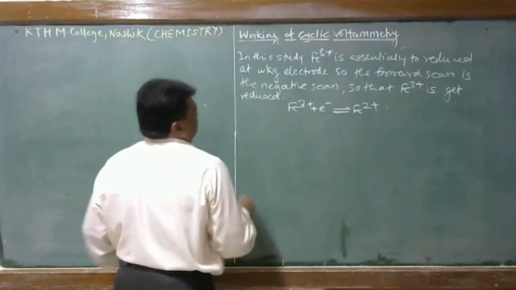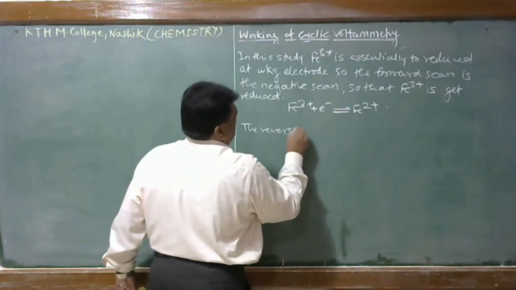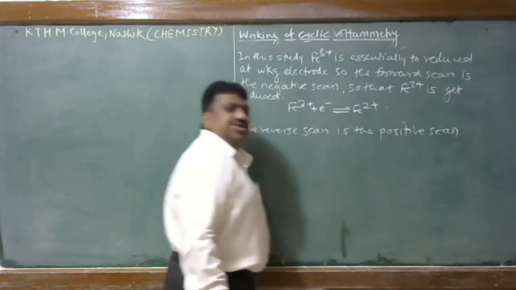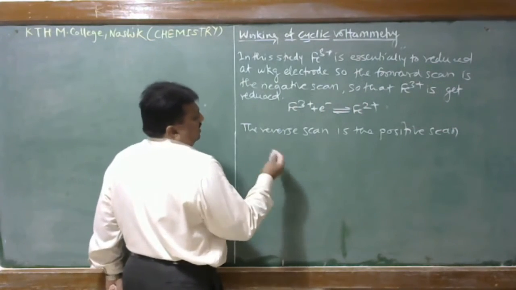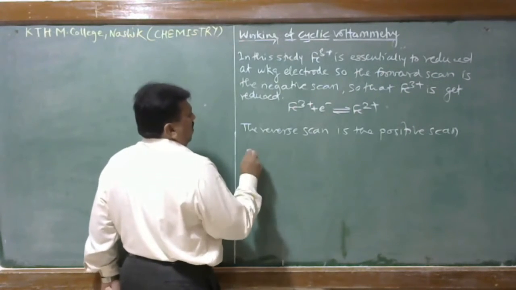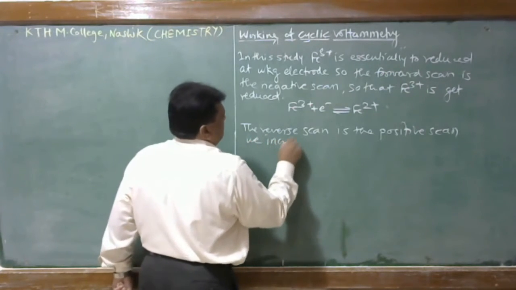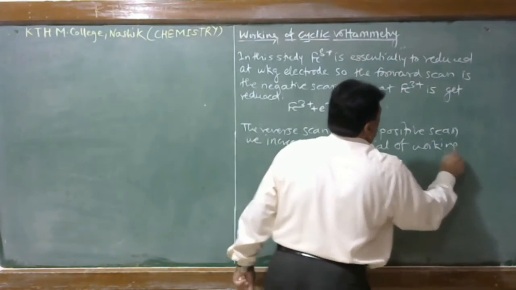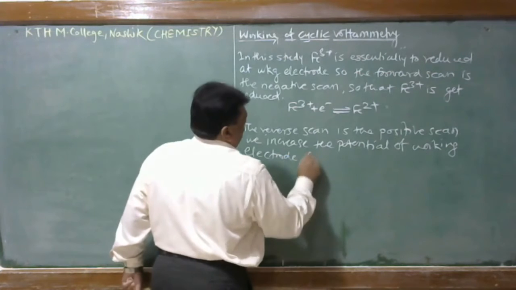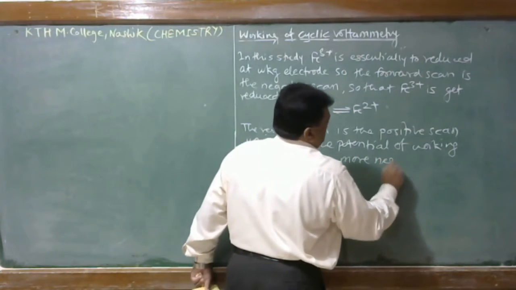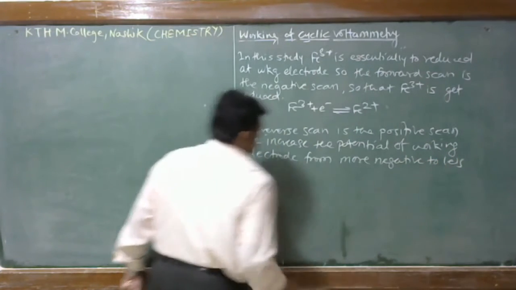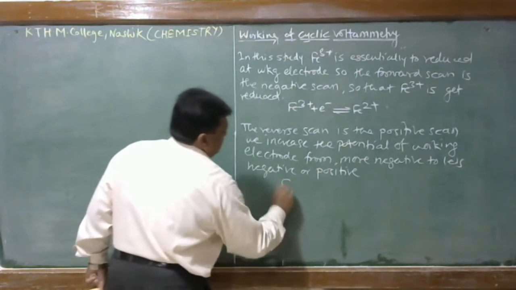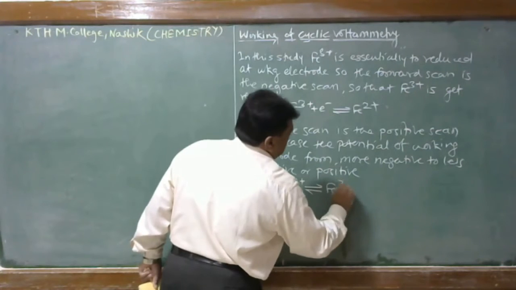second scan or reverse scan, the reverse scan is the positive scan, in which we are increasing the potential of the working electrode from more negative to less negative or positive, so that the analyte gets oxidized. Fe2+ gives Fe3+ + e-.